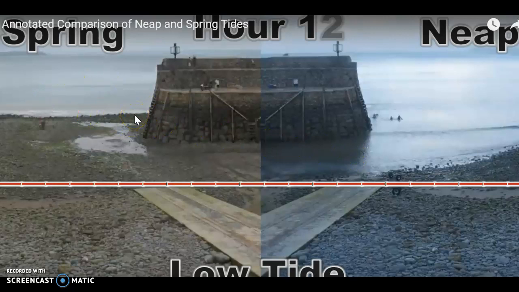So that's what we were trying to emphasize, that the spring tides are these super high and super low tides. They're very extreme tides. Neap tides still have highs and lows. They're just not as extreme. The highs don't get quite as high, and then of course the lows don't get quite as low.